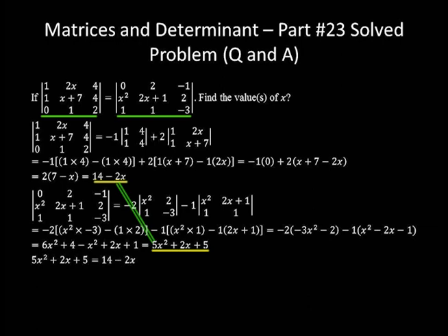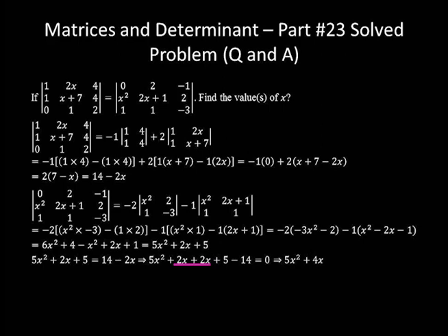This implies, let's collect like terms, 5x squared plus 2x. When we bring minus 2x to the left of the equality sign, it becomes plus 2x, plus 5. When we bring 14 to the left of the equality sign, it becomes minus 14. Nothing is left to the right of the equality sign, so it's equal to 0. This implies 5x squared, 2x plus 2x gives us plus 4x, 5 minus 14 gives us minus 9, equal to 0.